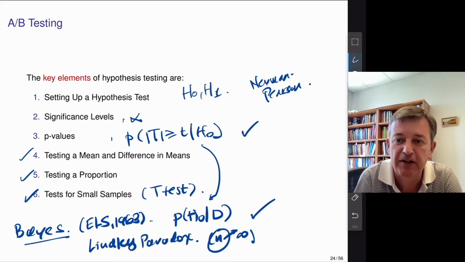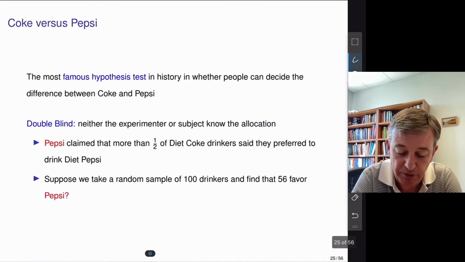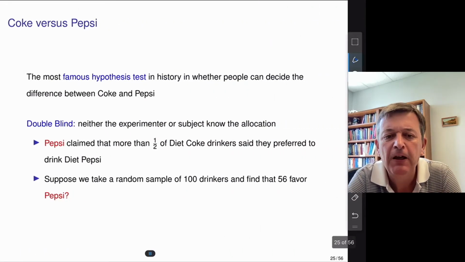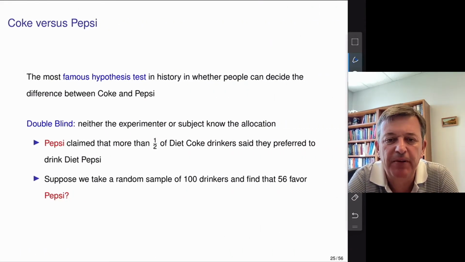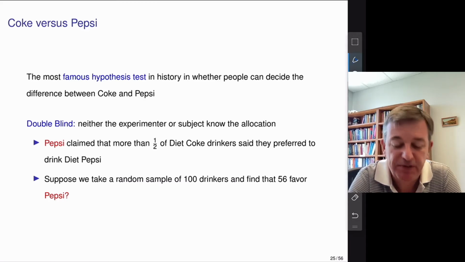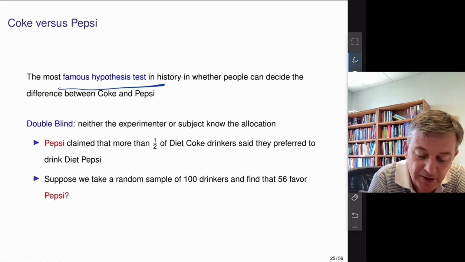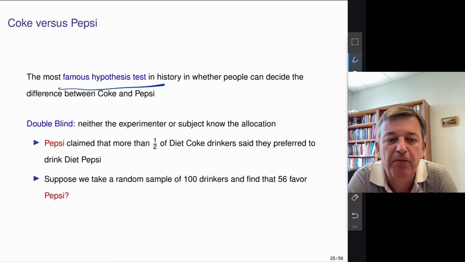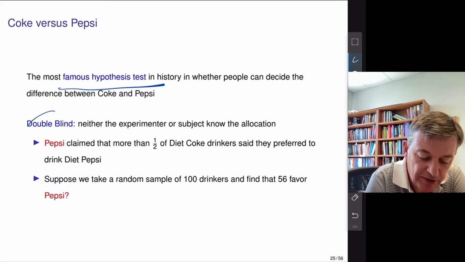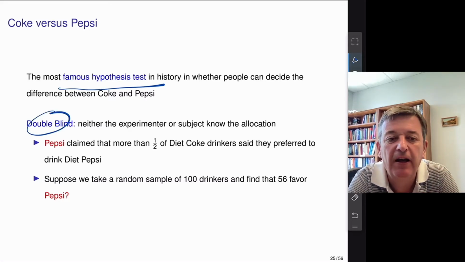Okay, so there's a little aside and something for you to look at further. Just a couple of quick, very simple examples, just so we get the idea. Maybe the most famous hypothesis test in history is the Coke Pepsi test. There's a lot of discussion of how you set up. We'll talk a little bit in a minute about observational and experimental studies.